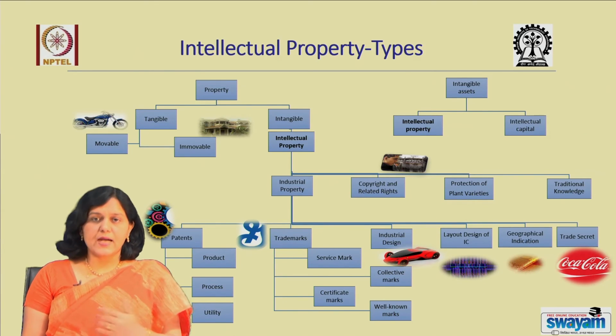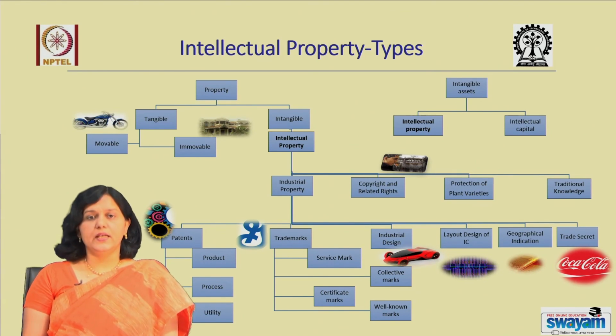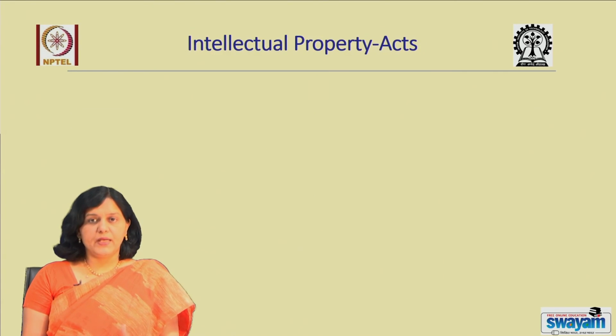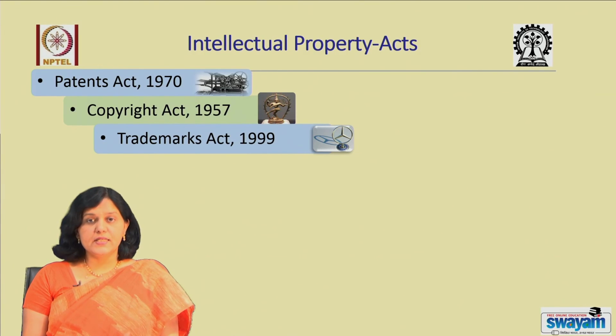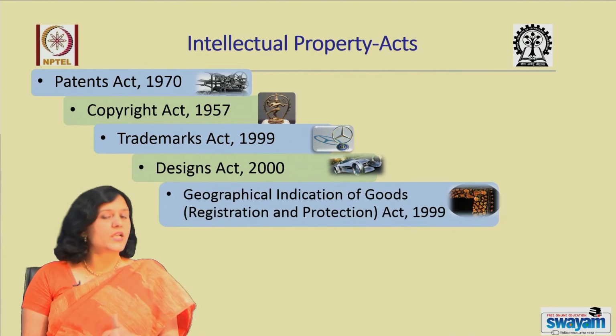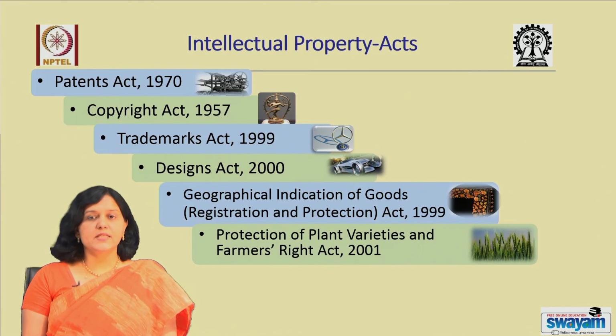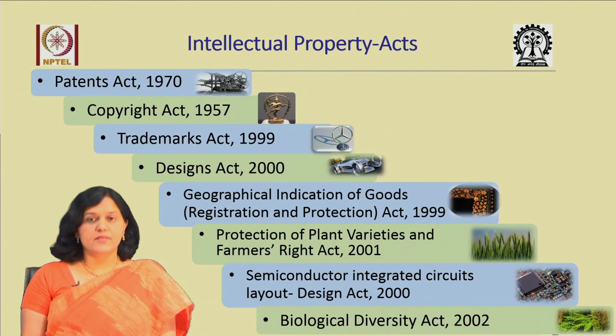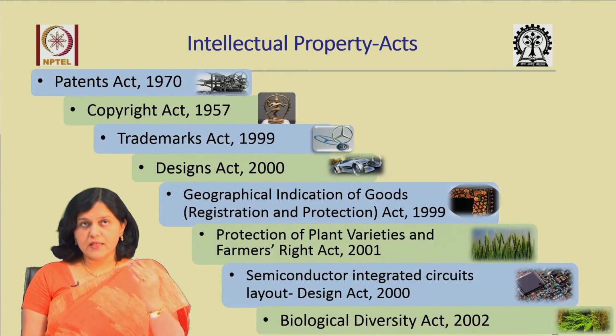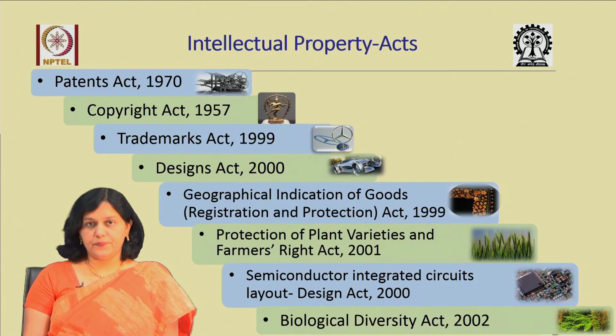Now, various acts are enacted in India to protect this intellectual creation. These are the Patent Act, Copyright Act, Trademarks Act, Designs Act, Geographical Indication of Goods Registration and Protection Act, Protection of Plant Varieties and Farmers Right Act, Semiconductor Integrated Circuit Layout Design Act and Biological Diversity Act. Again, a very important act. Now, we know the details about intellectual property and these various acts which are enacted.